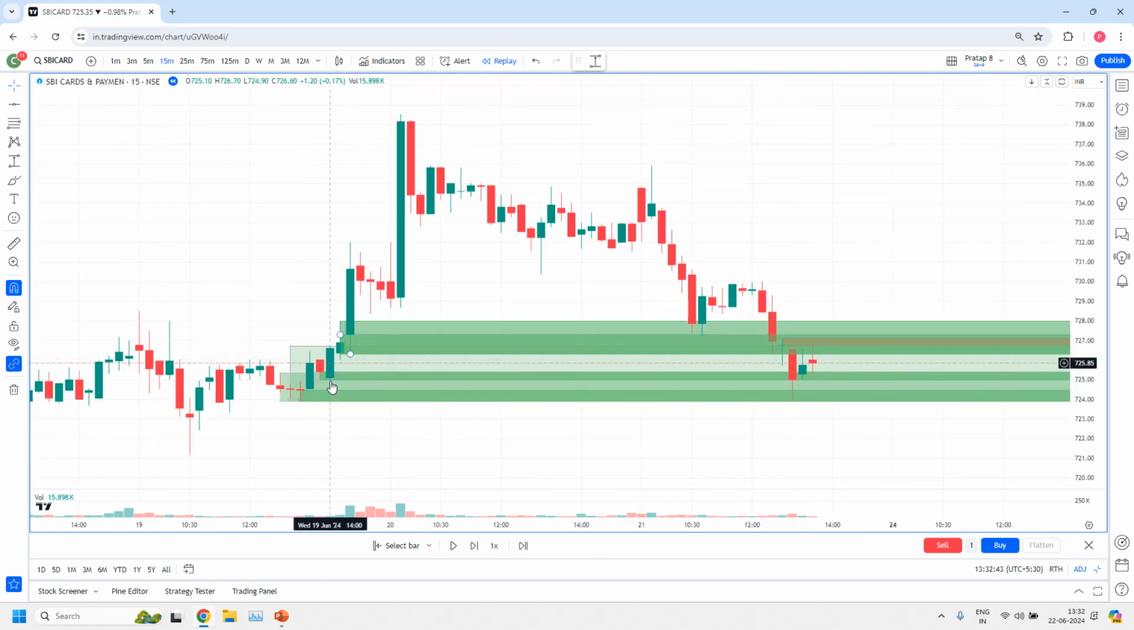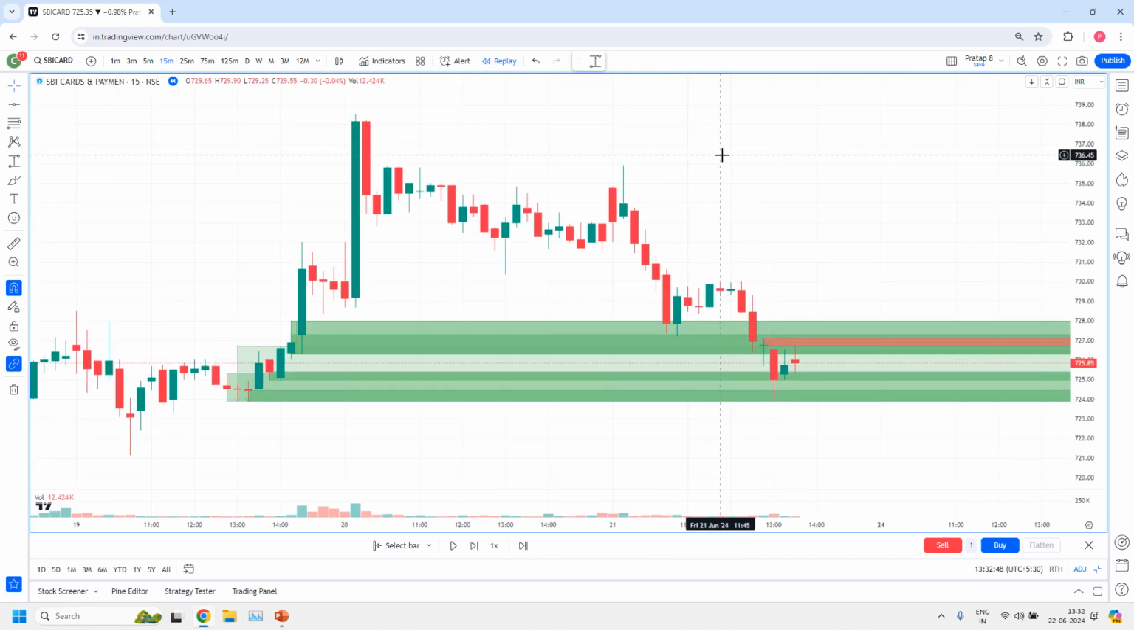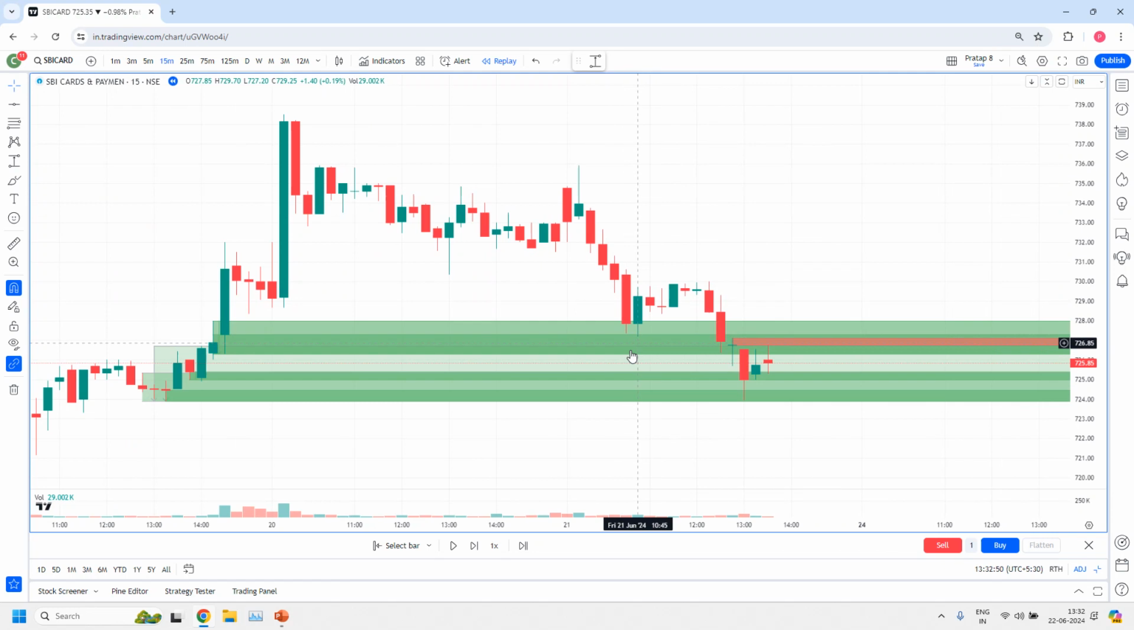And if you did not do this analysis, you would have missed this opportunity. Let us assume one of your trades is stopped out here. That loss you would have recovered in this trade. Please do this kind of analysis.